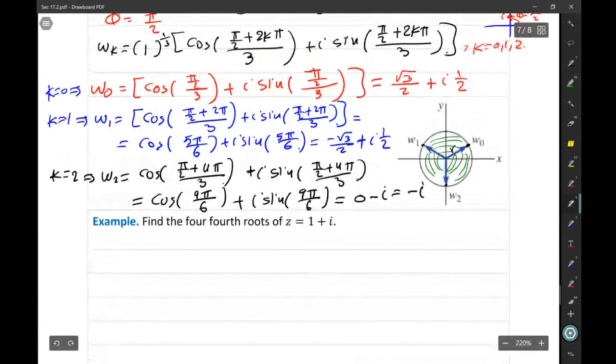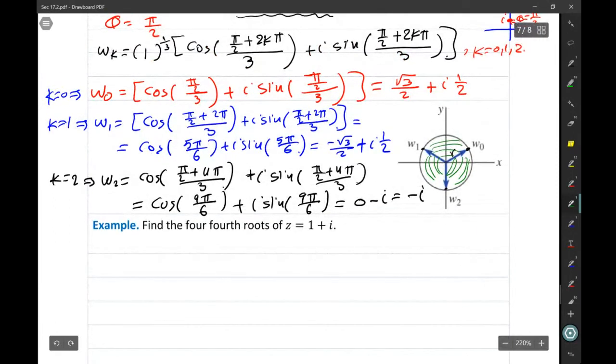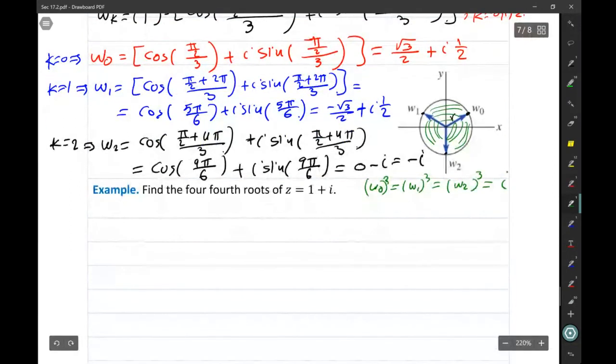Now you will see that W naught to the power 3 is equal to W1 to the power 3, which is equal to W2 to the power 3, which is all of them equal how much? i. Any question about this example?